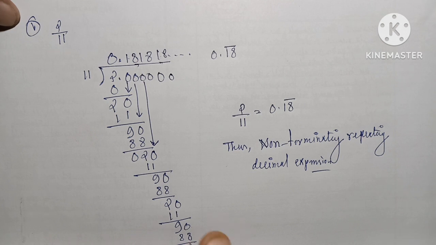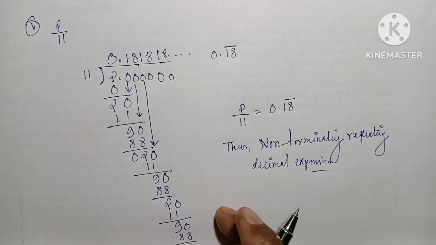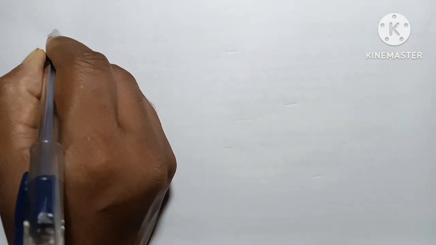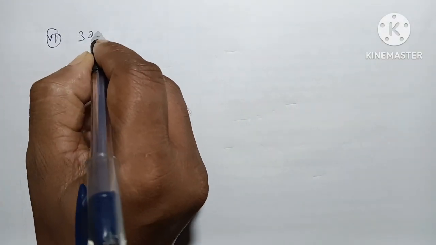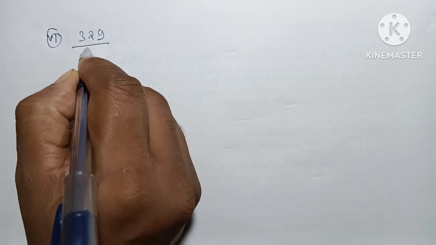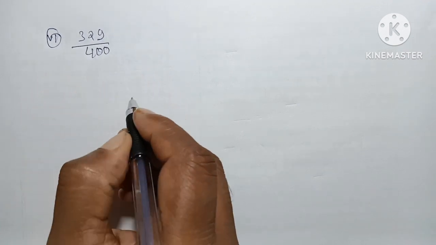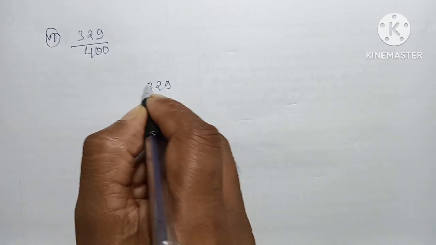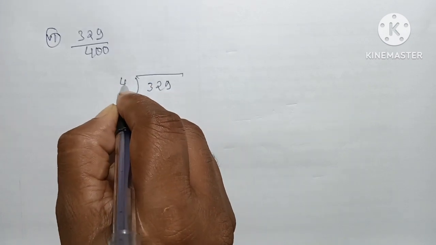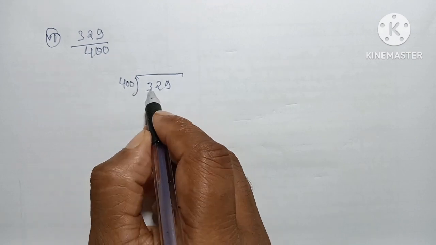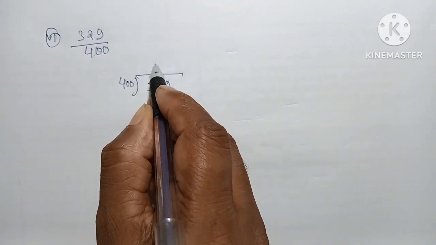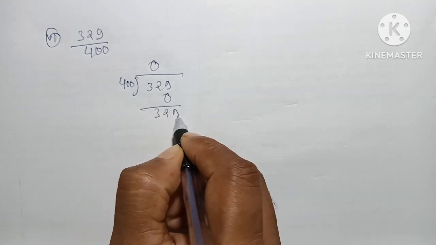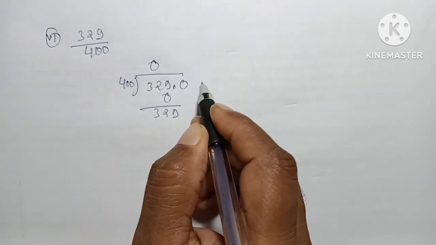Then once more, the last question. Let's see. Now here is our last question. Question 6. 329 divided by 400. Let's divide it. 329, then 400. Here is 329. Here is 400. Not possible to divide. First you give 0 times 329. Now give decimal 0.